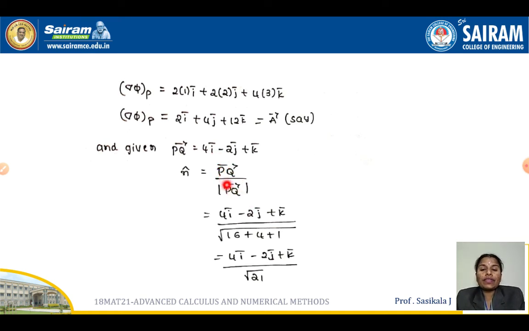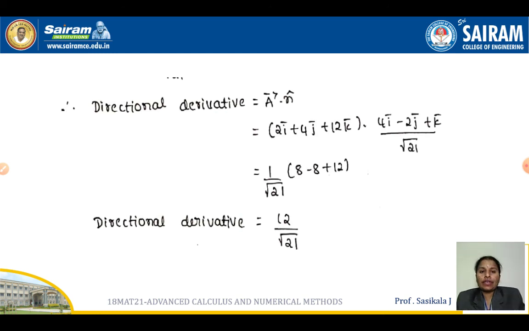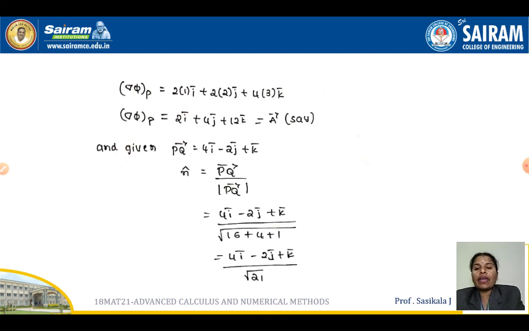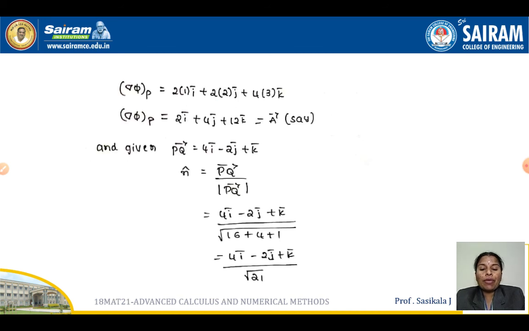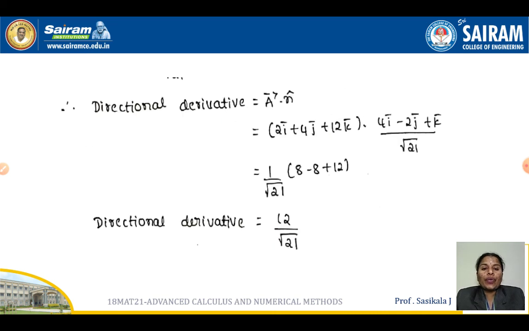So 4i vector minus 2j plus k vector by square root of 4 squared plus minus 2 the whole square plus 1 square. I'll get it as root 21. So this is your n cap. Now go with the directional derivative formula, a vector dot n cap. We got a vector as 2i vector plus 4j plus 12k vector, dot n cap, which is 4i vector minus 2j vector plus k vector by root 21.